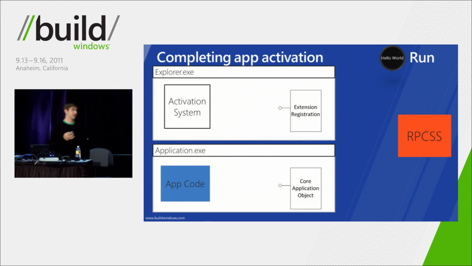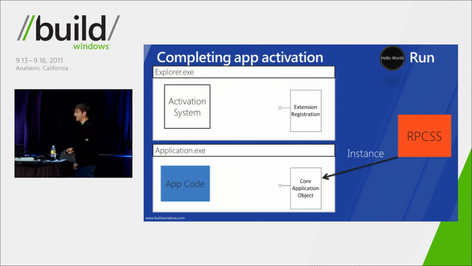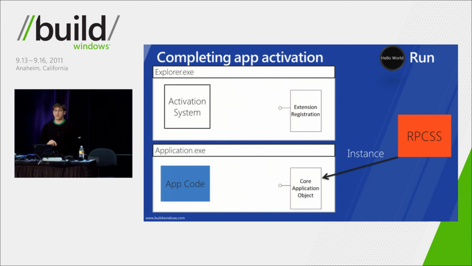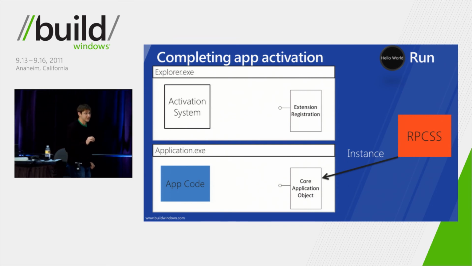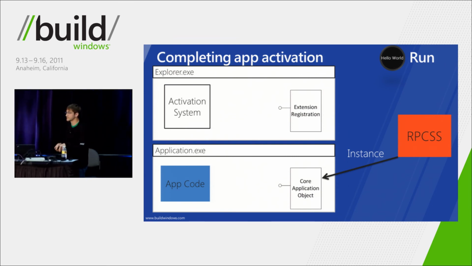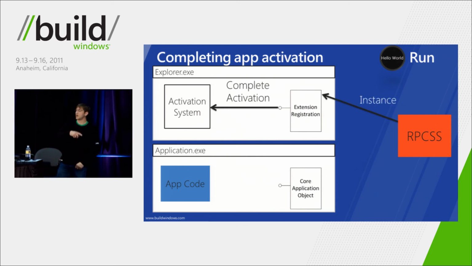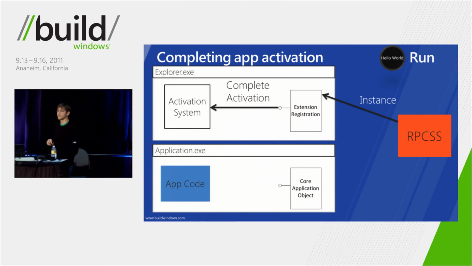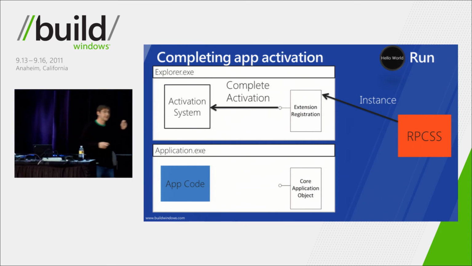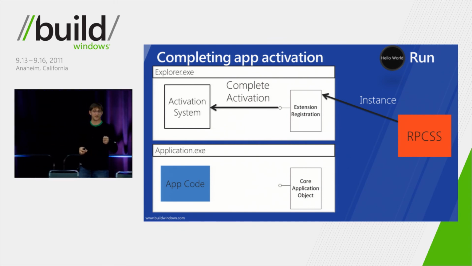Again, I can't debug RPCSS on stage. Well, I could, but it's very risky, so we're not going to do that. RPCSS calls back into the application object once that registration is done and says, hey, get me one of those classes. You just registered a class with me. I want one of those. And it turns around and gives that instance all the way back to the activation system within Explorer. So now Explorer has an object that just came from your application's process.